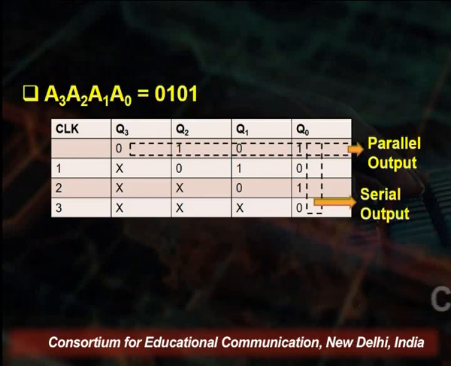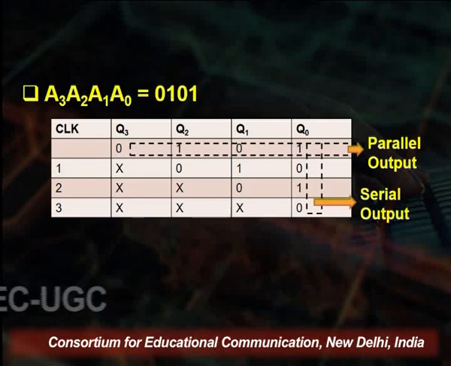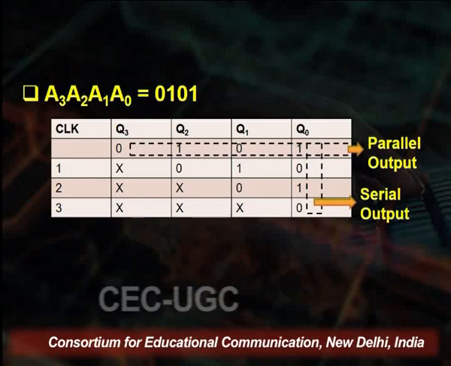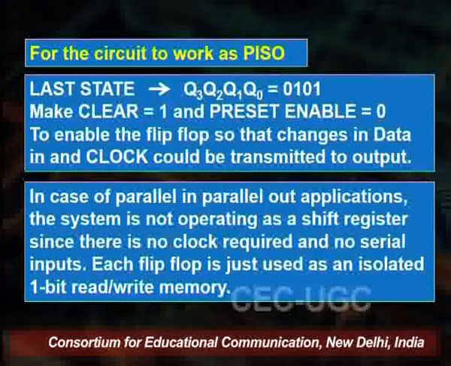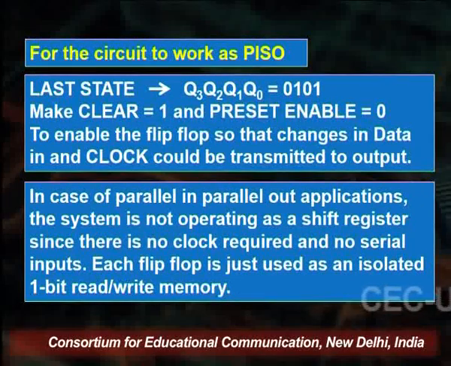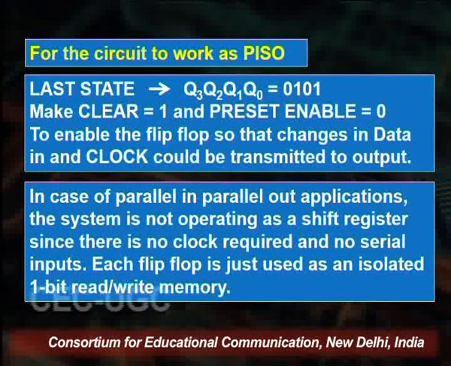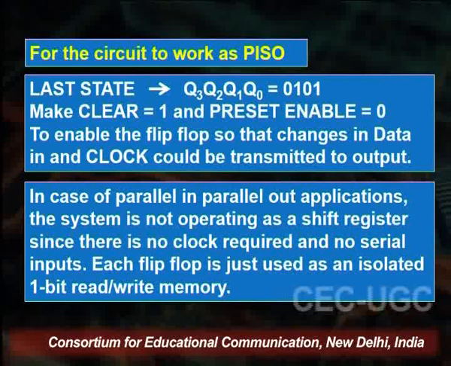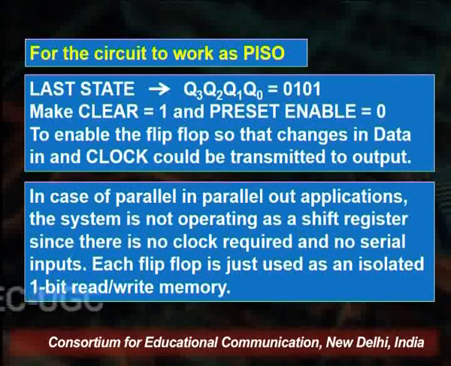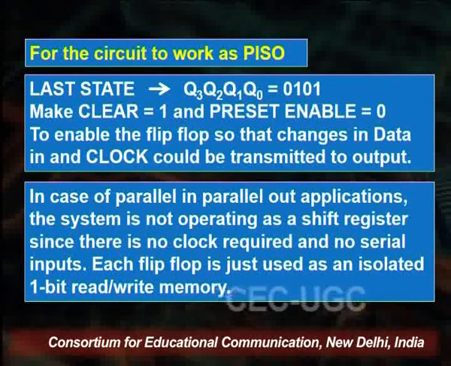But again, the trade-off would be amongst the cost and the speed required. So for the circuit to work as PSO, we required Q3, Q2, Q1, Q0 as 0101. So we make the clear equal to 1. We set the preset enable as 0, and enable the flip-flops so that changes in data in and clock could be transmitted to the output.